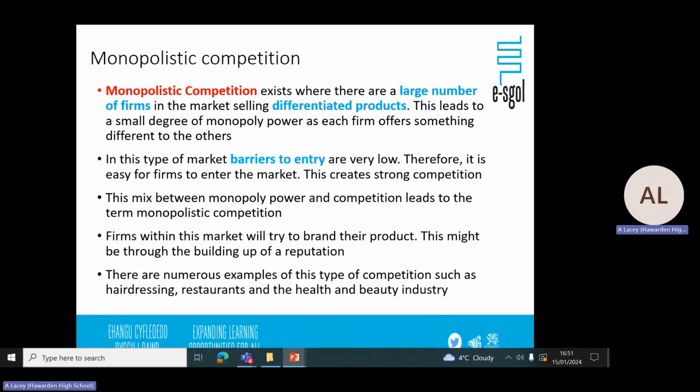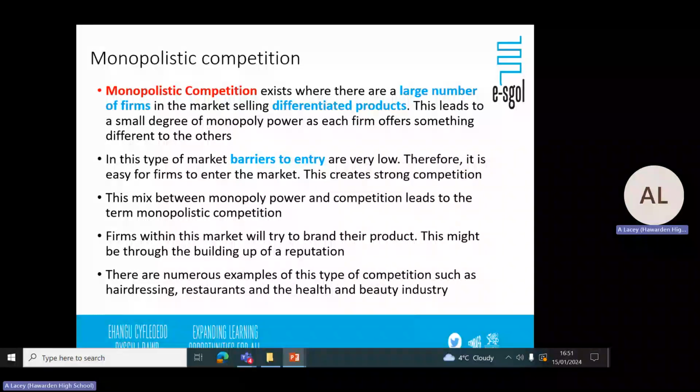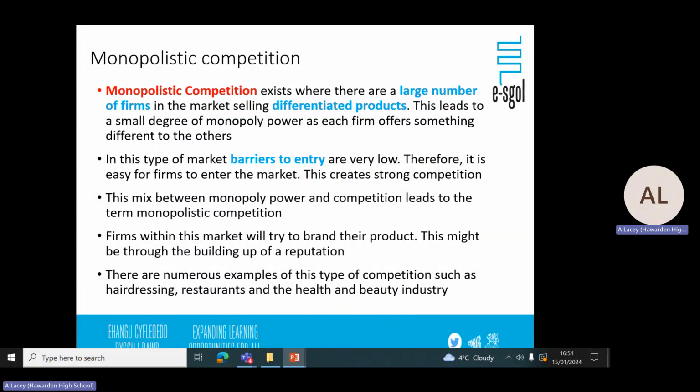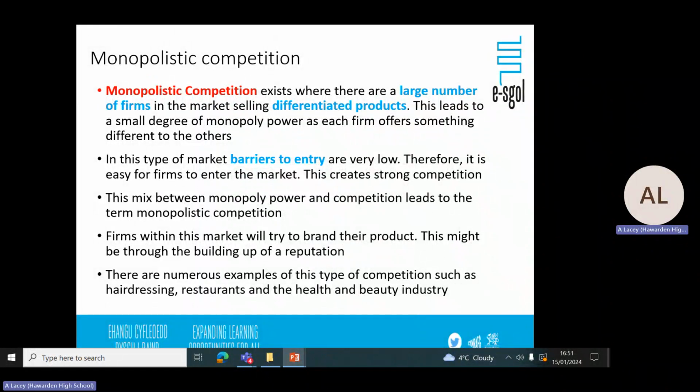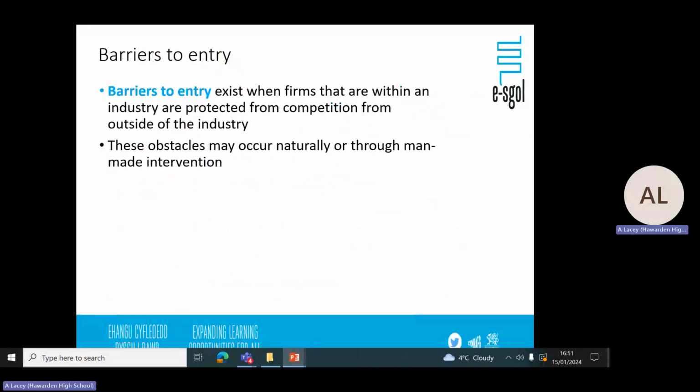Now, monopolistic competition exists where there are a large number of firms in the market selling different products. This leads to a small degree of monopoly power as each firm offers something different to others. In this type of market, barriers to entry are low. Therefore, it is easier for firms to enter the market, and this creates stronger competition, which is good for consumers. The mix between monopoly power and competition leads to the term monopolistic competition. Firms within this market will try to brand their products. This might be through building up a reputation, and there are numerous examples of this type of competition, such as hairdressing, restaurants, and the health and beauty industry.